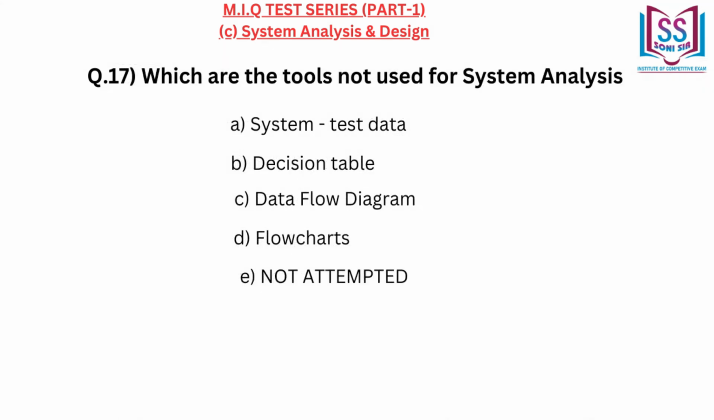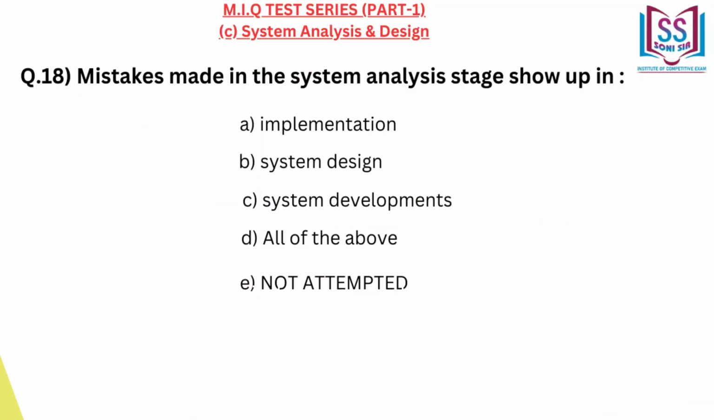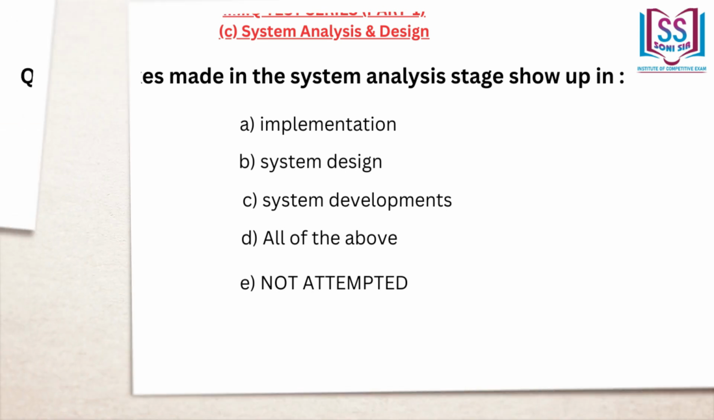Which are the tools not used for system analysis? A. System test data. B. Decision table. C. Data flow diagram. D. Flowcharts. Mistakes made in the system analysis stage show up in A. Implementation. B. System design. C. System developments. D. All of the above.